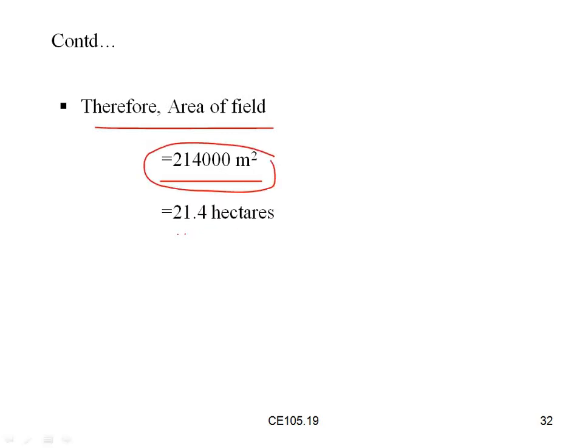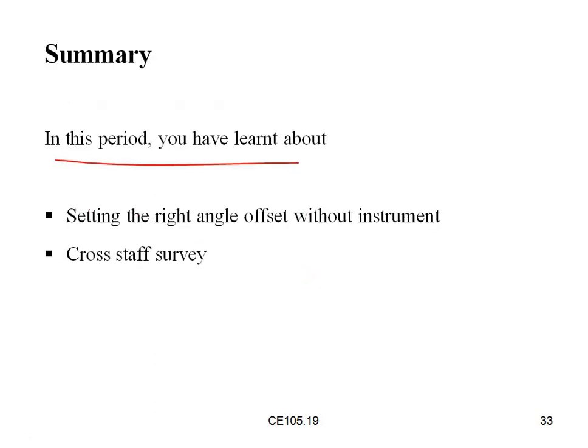Therefore, the area of the field is equal to 2,14,000 meters square. That is 21.4 hectares. So finally, in this session you have learnt about setting right angle offsets without instrument and cross staff survey.